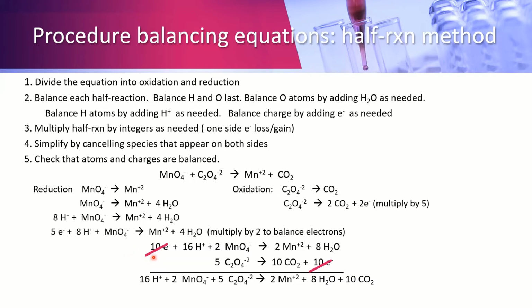You cancel 10 electrons at the left and 10 electrons at the right. The balanced equation using the half reaction method is 16 H+ plus 2 permanganate ions plus 5 oxalate ions to produce 2 Mn+2 plus 8 molecules of water plus 10 molecules of carbon dioxide.